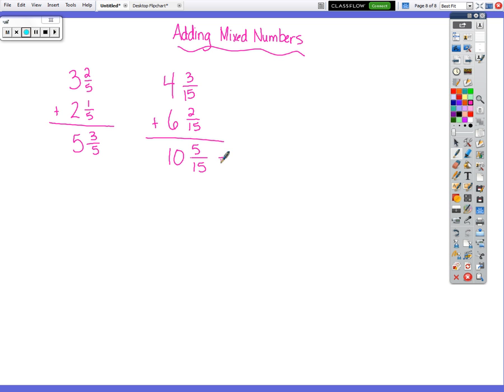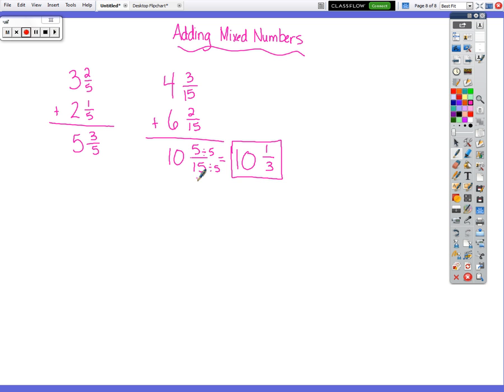Well, this isn't quite done because I know 5/15 is not in simplest form. So I have to put that in simplest form. I'm going to keep my 10 the same, but I'm going to divide both of these by 5. 5 divided by 5 is 1. 15 divided by 5 is 3. So now my final answer is 10 1/3. So you really do have to be careful of those fractions and make sure that's in simplest form also.